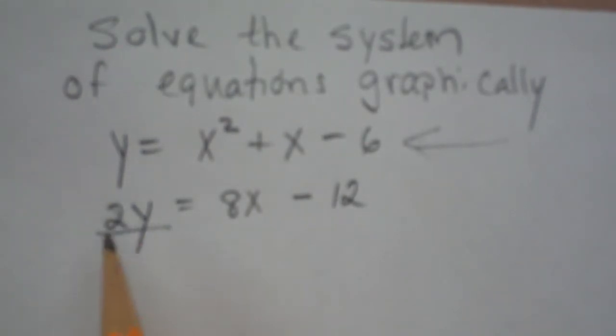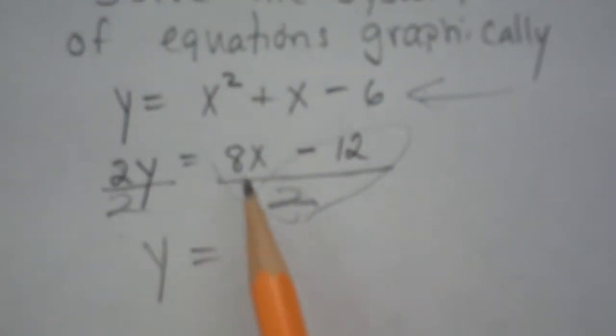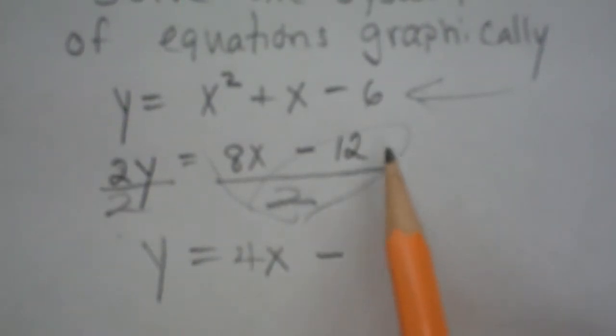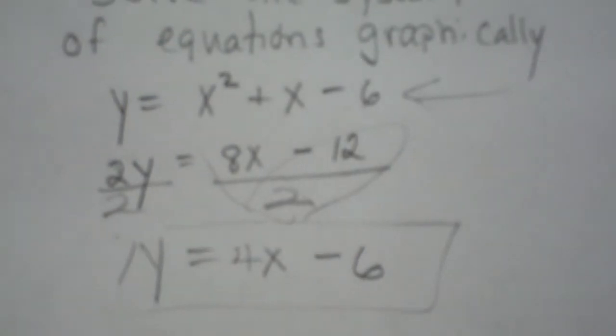I'm going to solve it for y right now by dividing both sides by 2. These 2's cancel, so y equals, here I have to divide there, and I have to divide there. So I have 8 divided by 2 gives me 4x minus 12 divided by 2 is a whole number, and that is 6. So this is the other graph that I'm going to make. Let's do that right now on the graph paper.